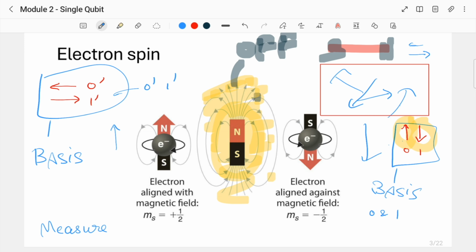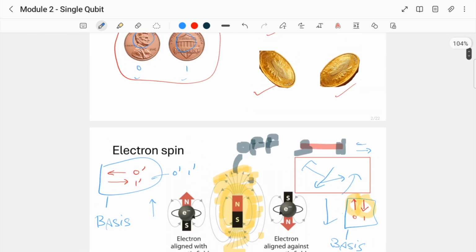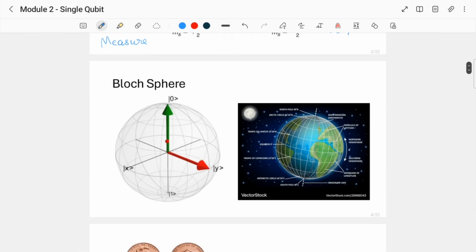And this is very important because we know that quantum mechanics inculcates the effect of observer into the system. And this is how the observer plays a role. It chooses the basis in which the electron or the qubit would collapse. So let's move further and consider.